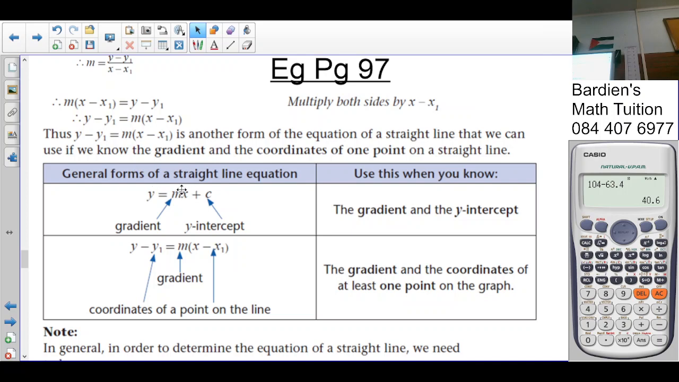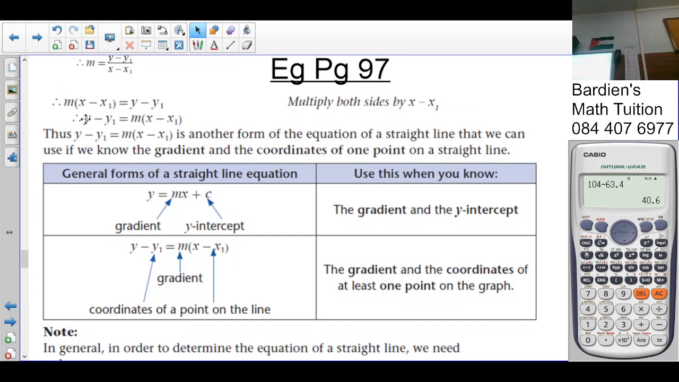Okay, but we've dealt with gradients many times before, okay? Thus y minus y1 equals m into x minus x1 is another form of the equation of a straight line that can be used if we know the gradient and the coordinates of one point. Okay, so people, this is another formula we can use. Instead of y is equal to mx plus c, we can use this formula. Okay?